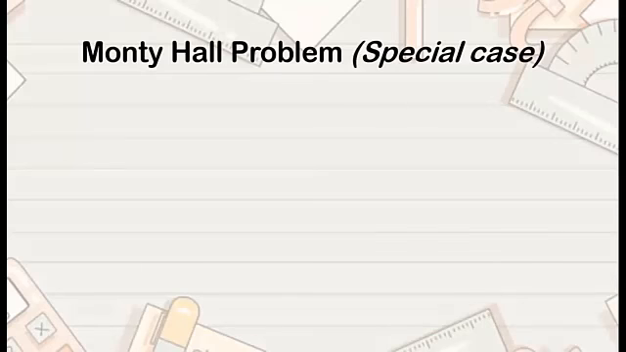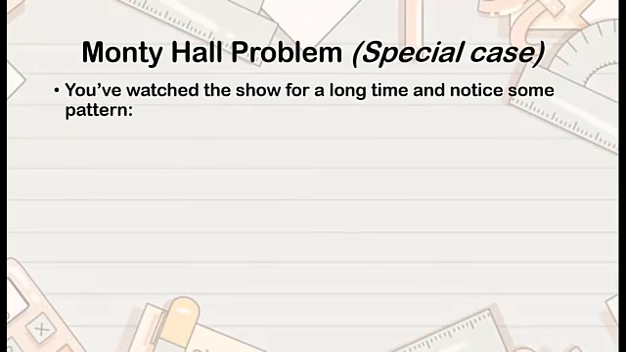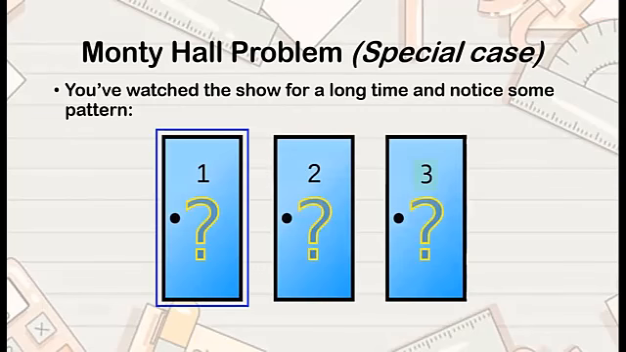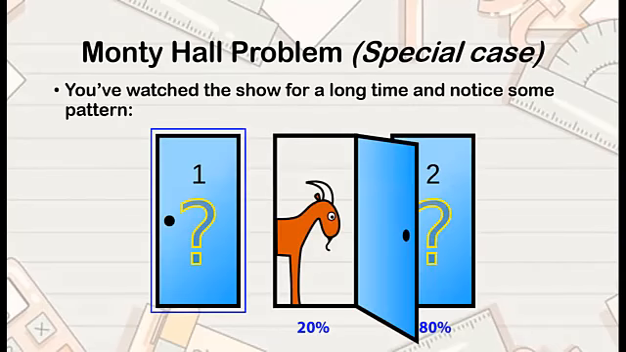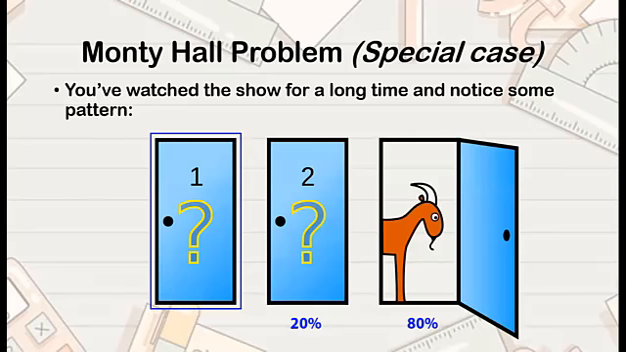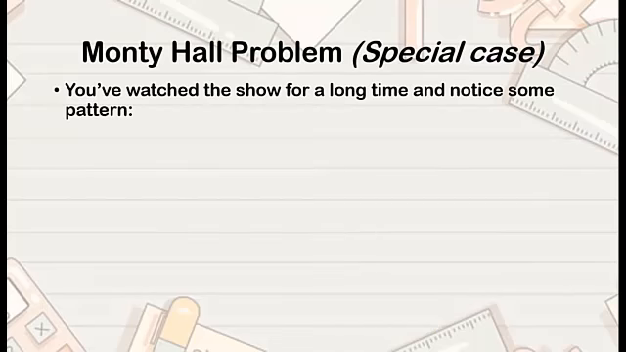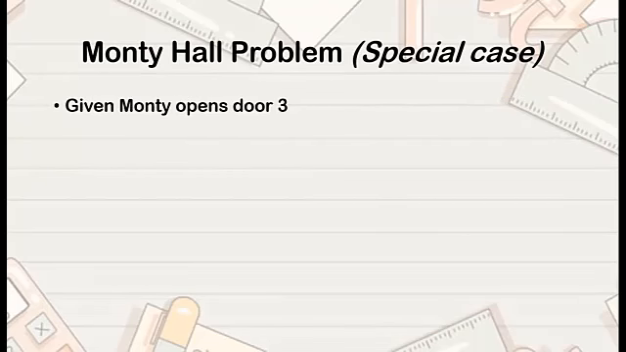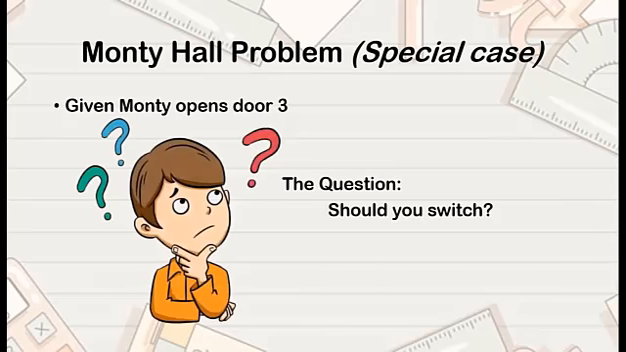Now let's look at a special case of the Monty Hall game. Previously, we assumed that Monty is unbiased when opening the doors. But you are a big fan of the show and have watched it multiple times. You notice that upon choosing door 1, Monty opens door number 2 20% of the time and door number 3 80% of the time. Given Monty opens door 3, should you switch or not?